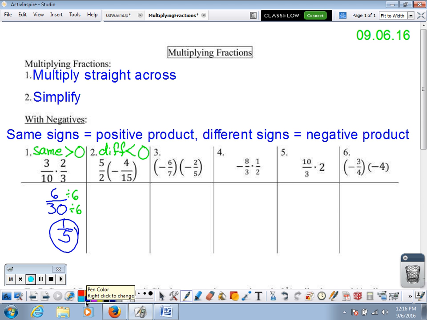Now to multiply fractions, we said multiply straight across. The numerator times numerator. 5 times 4, I got 20. 2 times 15, I get 30. Now don't forget, we said the product is going to be negative. But we do need to reduce. So we're trying to look for something that divides both 20 and 30. 10. They're both divisible by 10.